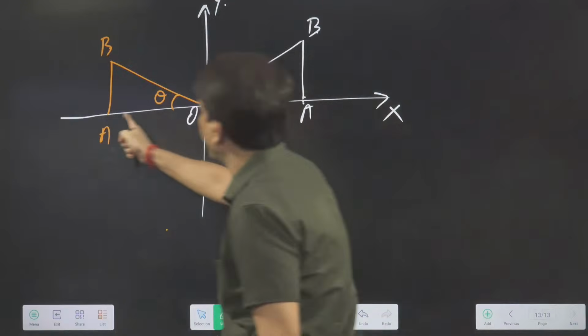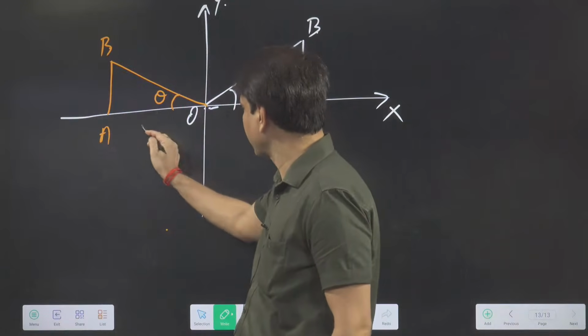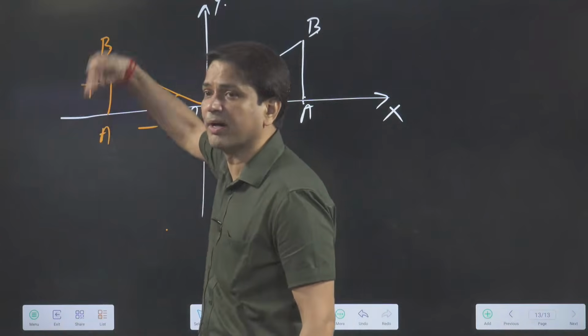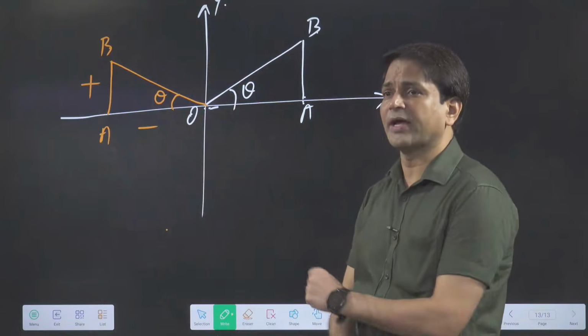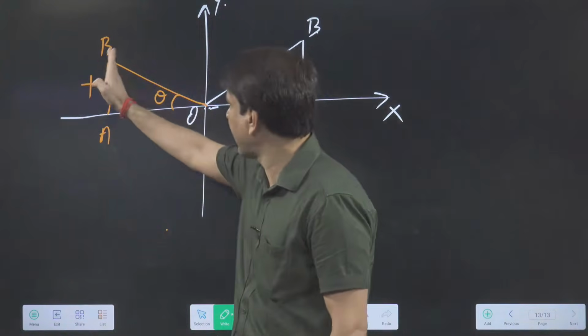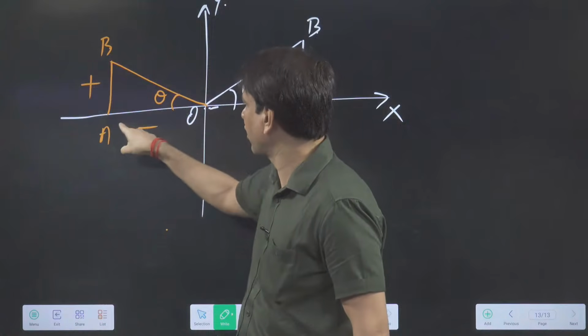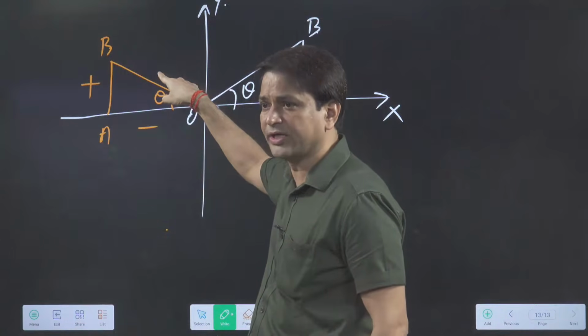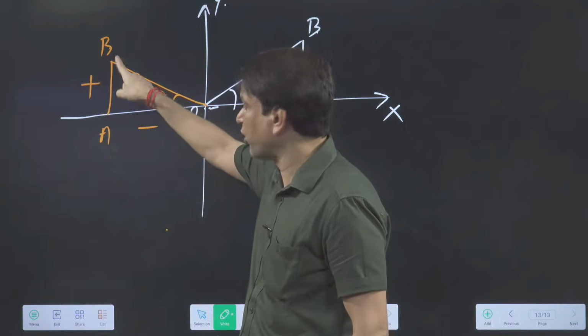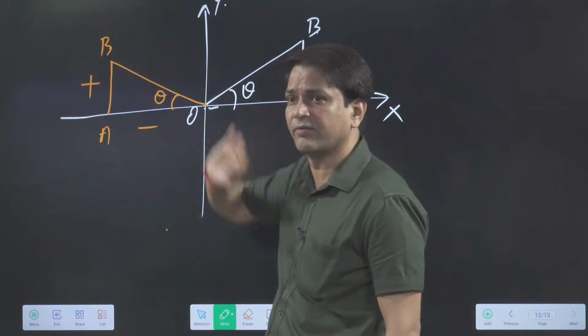So you can see OA, left of the origin, is what? Negative. And AB is what? Above the x-axis, it is positive. So if I am saying sine theta, sine theta is the opposite upon hypotenuse, under root of OA square plus AB square, the hypotenuse you will take. Now sine theta positive, AB positive. So sine theta will be positive.